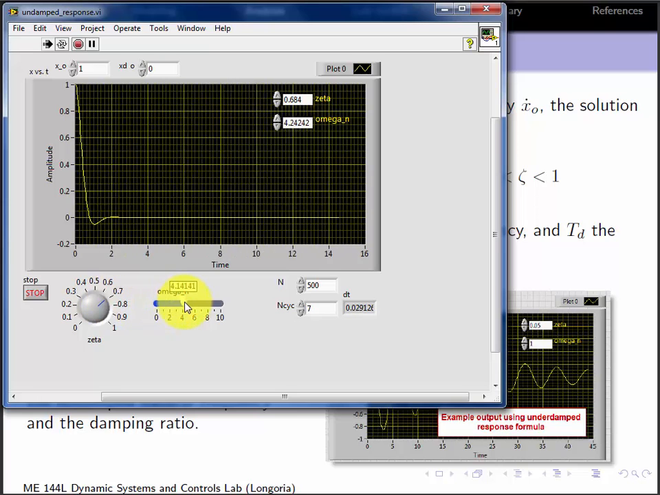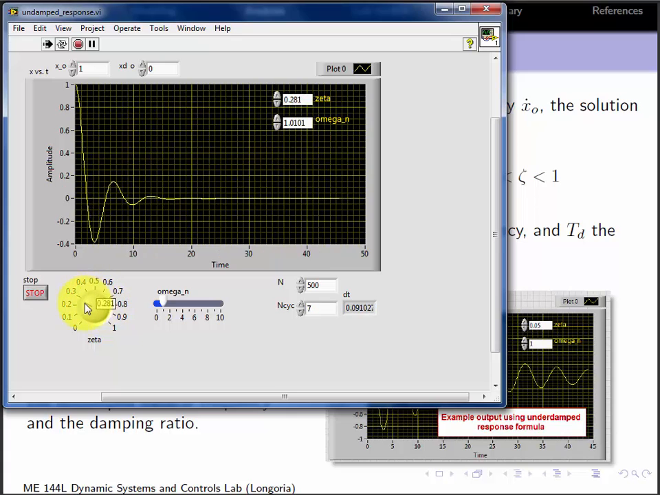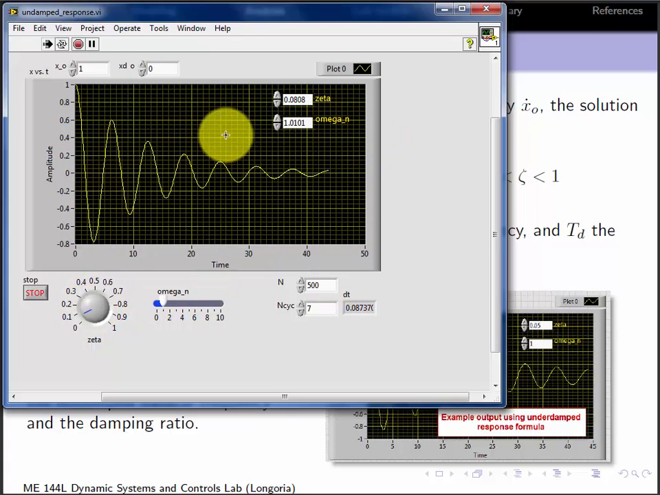And of course, you vary natural frequency here. You can see the influence of that. My time scale is changing, so it doesn't look like it's changing. So that just shows you sort of the underdamped solution.